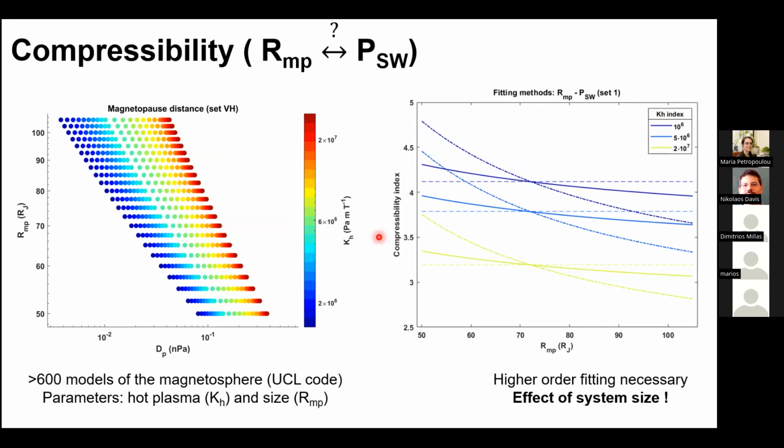And the next thing you see if you follow the curved lines is that there is an effect of the system size. So the compressibility of a magnetosphere with a specific hot plasma content changes with size. If you take the exact same hot plasma content and you just increase the size of your magnetosphere, the compressibility index will change. This is something we do not have on Earth, and this is something that we do not observe on Saturn either. This effect exists just because the magnetosphere of Jupiter has an enormous size.